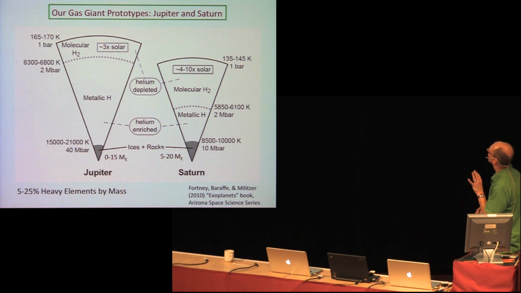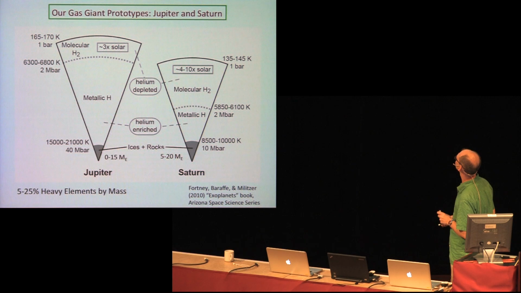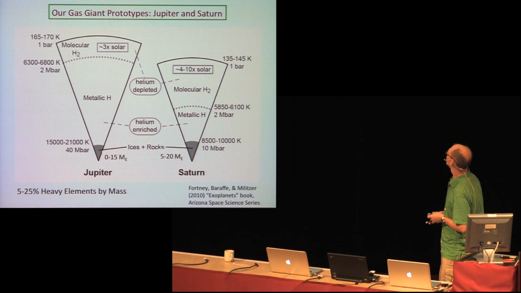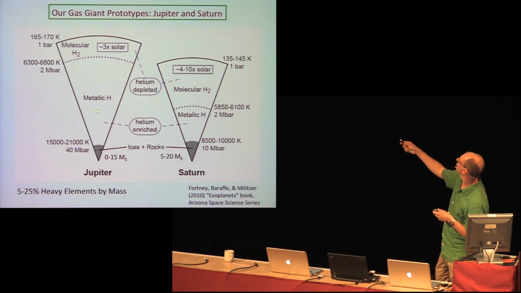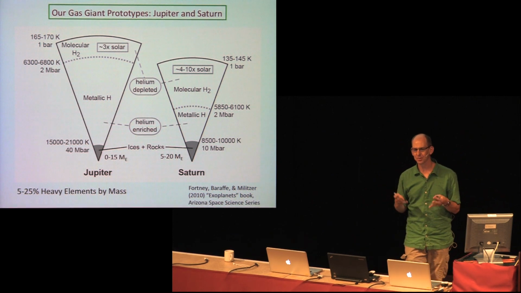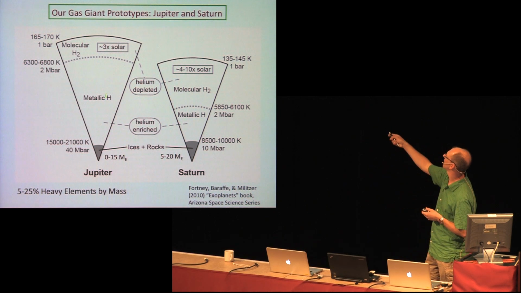So this is kind of the standard view of Jupiter and Saturn. I want to go through this for a little while. So these are our gas giant prototypes. We'd like to understand if extrasolar planets are similar to these planets. So Jupiter is about 320 Earth masses. It's mostly liquid metallic hydrogen, which is a state of matter that's a strongly coupled, very dense plasma of protons and electrons. It makes up most of the mass of Jupiter.